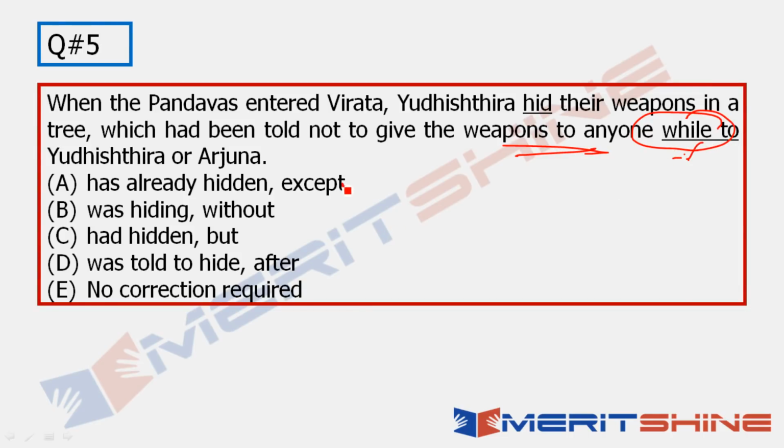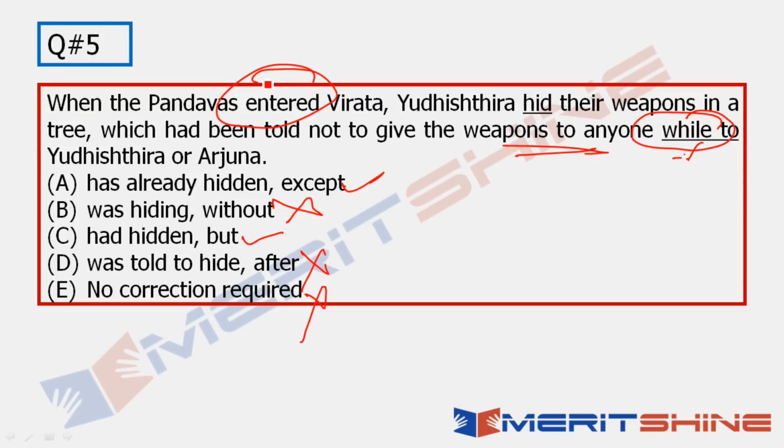So in the second blank, except, but, without makes no sense, after makes no sense, and no correction required is also eliminated. So only A and C is left. Now I'll read it. When the Pandavas entered Virata, Yudhishthir has already hidden. It cannot be has already hidden, na? Because this is in past.